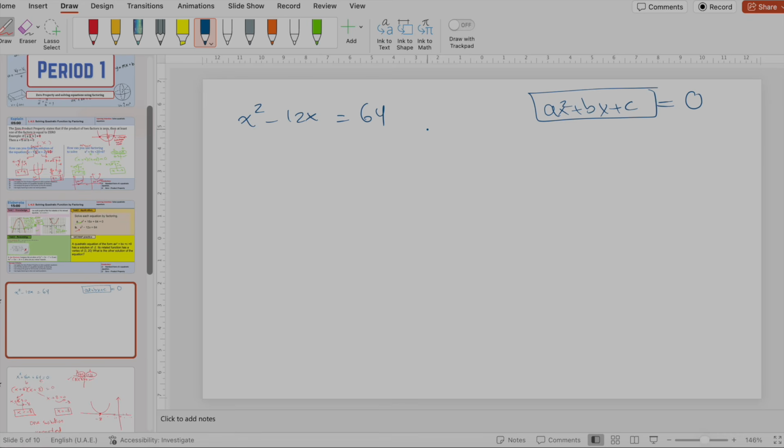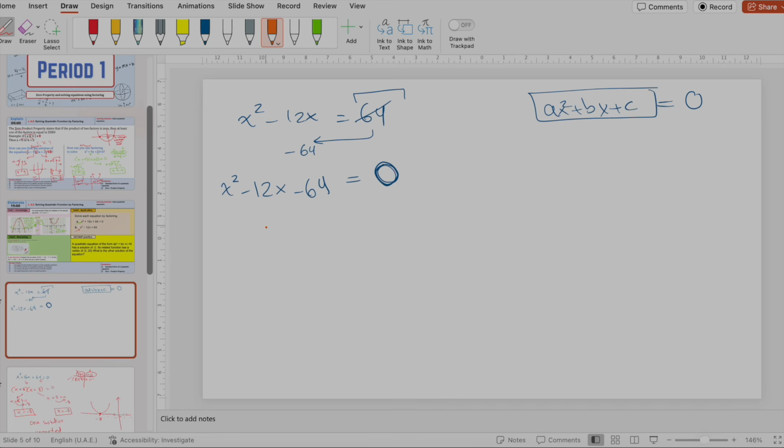Now, what can I do? I can empty up this side. Just move everything to this side. 64 will become negative 64 here. And here, I'm going to have 0, nothing left. Now, on the left side, I'm going to have x squared and negative 12x as they are. The 64 that came here became negative 64. Now I have a proper equation equal to 0.